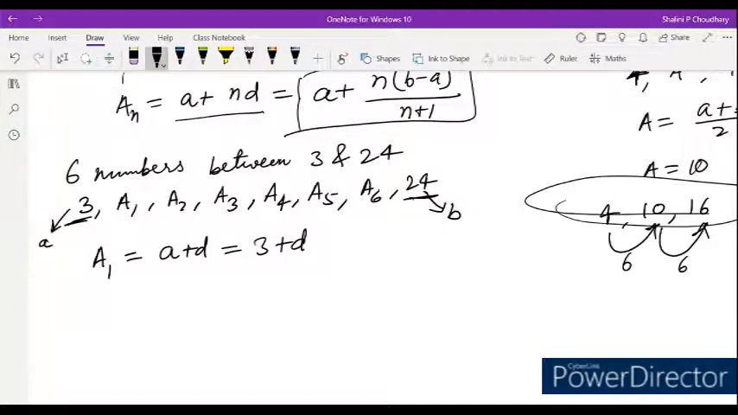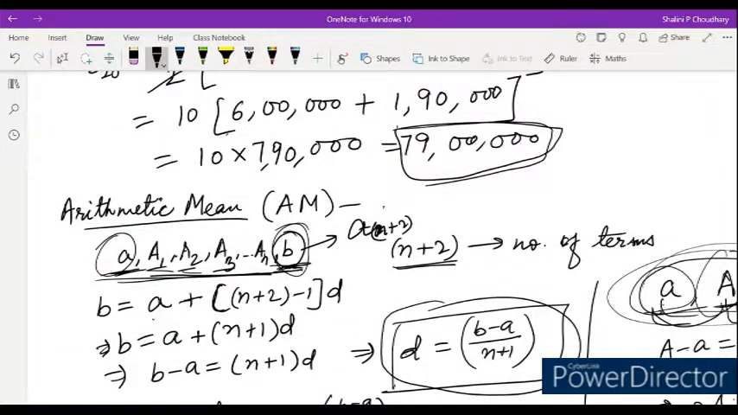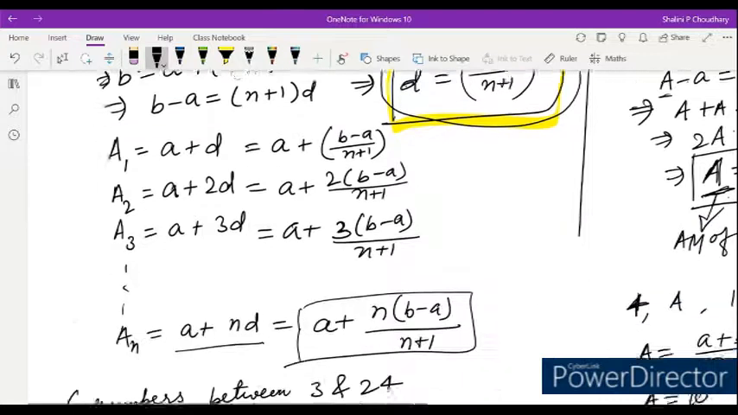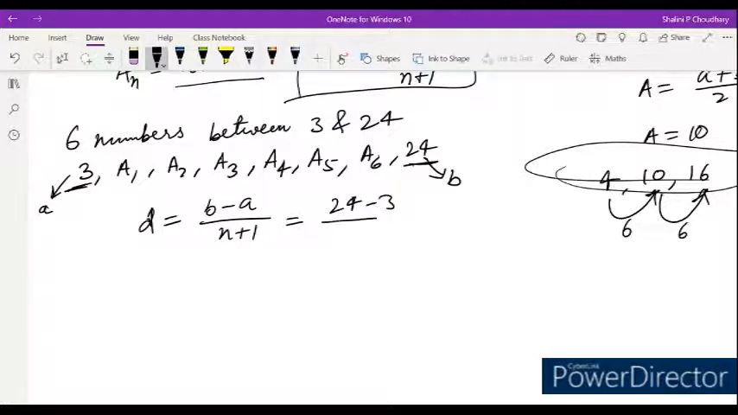कैसे हम find out करेंगे? By this formula we'll find out the value of D. See, this is the formula, D is equal to B minus A divided by N plus 1. So D is equal to B minus A upon N plus 1, B is 24 and A is 3, divided by N plus 1.